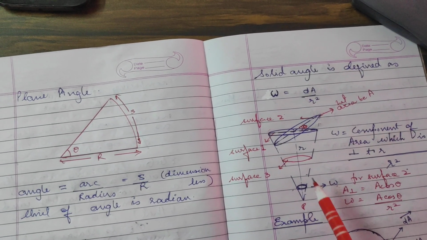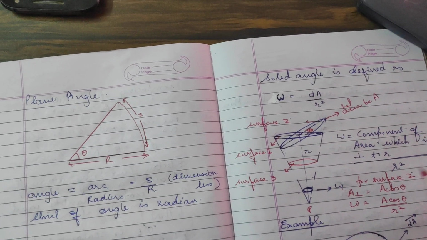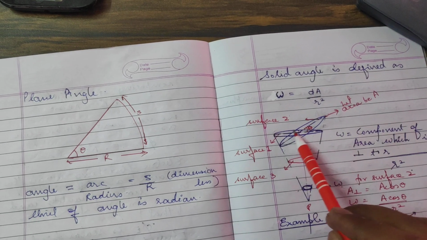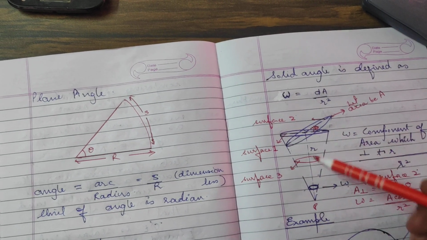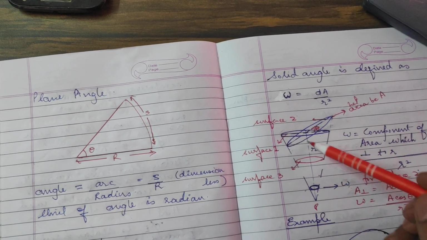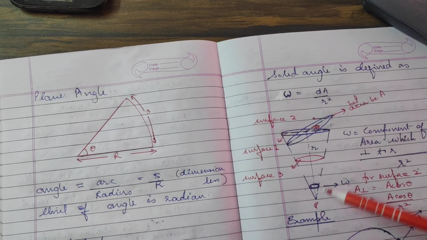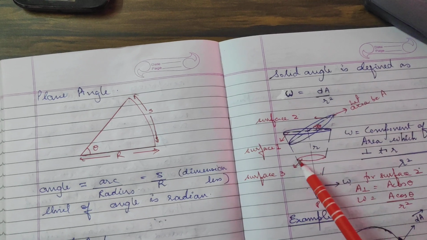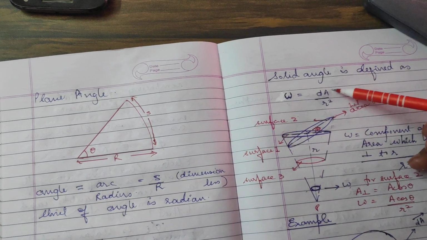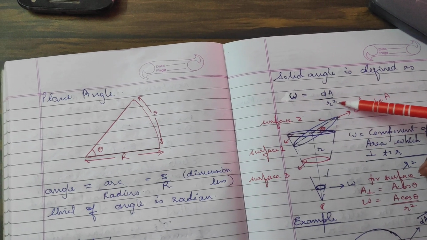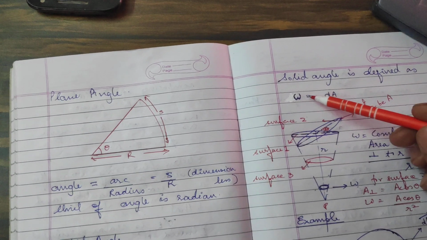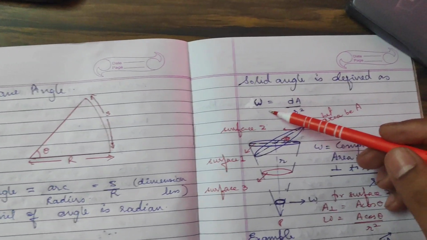Now, how can I prove it mathematically? See, this is the area and this is the distance. Surface 1 has a large area and the distance is also large from the point P. Surface 3 has a small area and the distance from the point P has also reduced. So dA and R have both reduced for surface 3. If dA and R have both reduced, the ratio will remain the same.